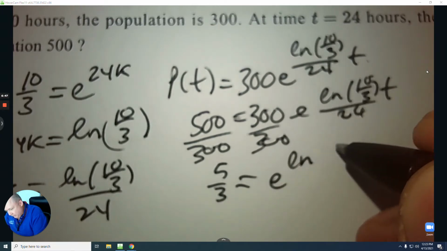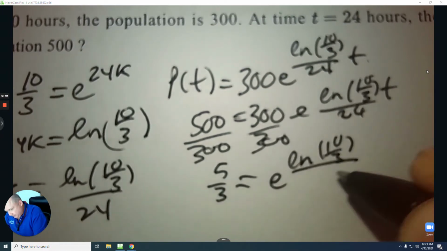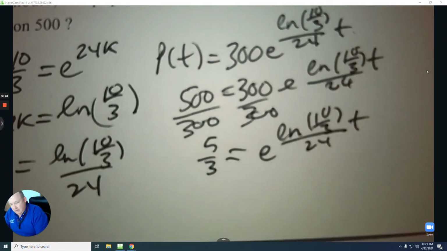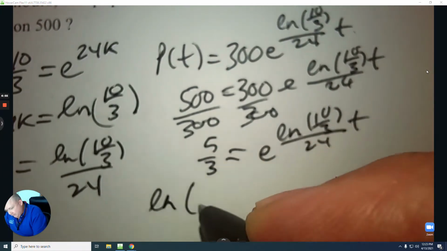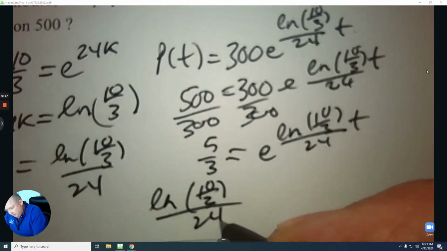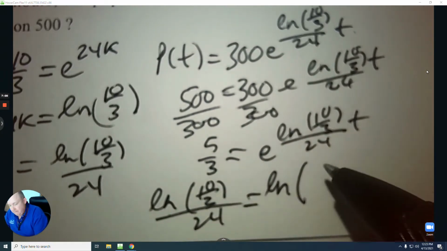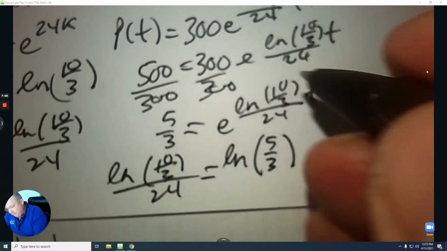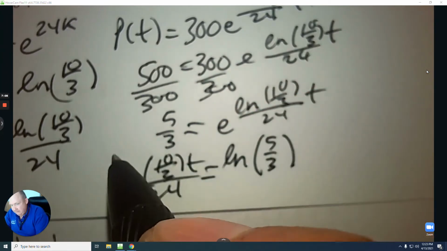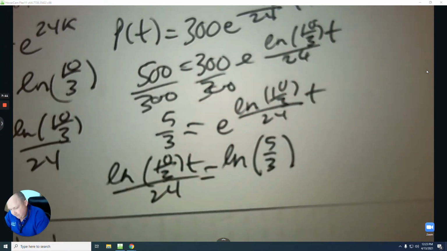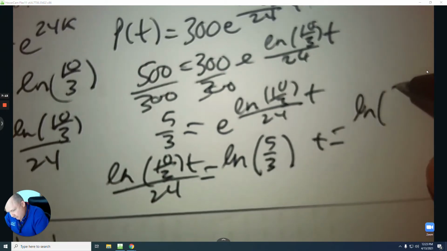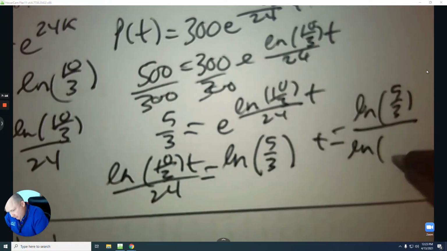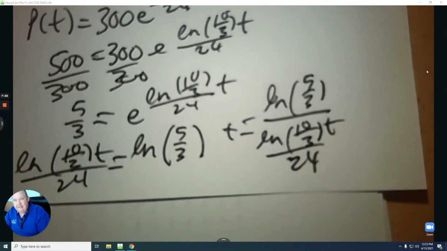Next, we're going to write it as a logarithm. So to write this as a logarithm, the exponent is ln 10 divided by 3 divided by 24, and then the base of e is ln, and it's 5/3. And then to get t by itself, there's a t here. You just divide to get t by itself, and that answer matches with D.